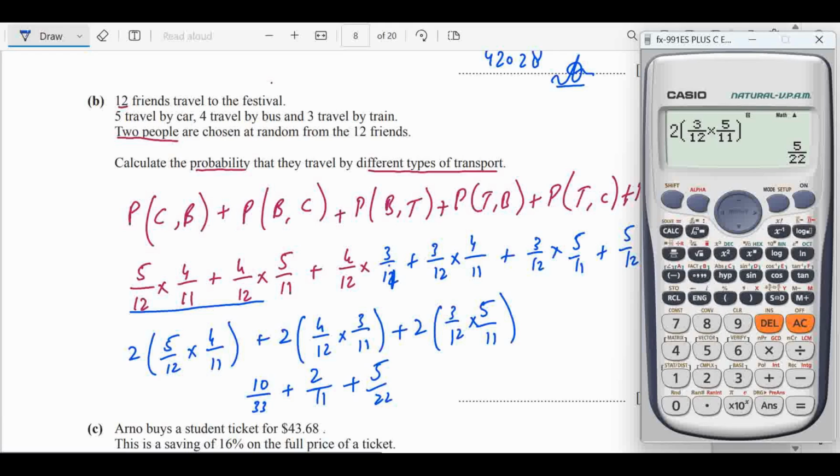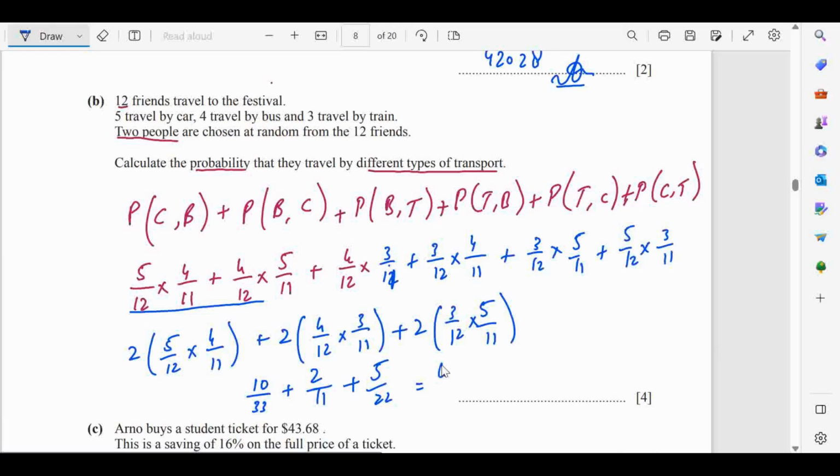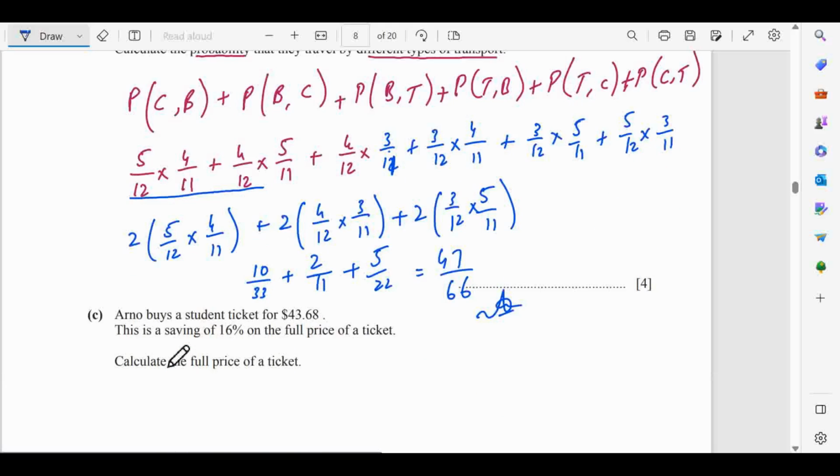So 5 by 22 plus 5 by 22 plus, let's use the brackets, 2 by 11. So 2 by 11, 9 by 22 plus 10 by 33. So this will be 47 by 66. So this will be the final answer.